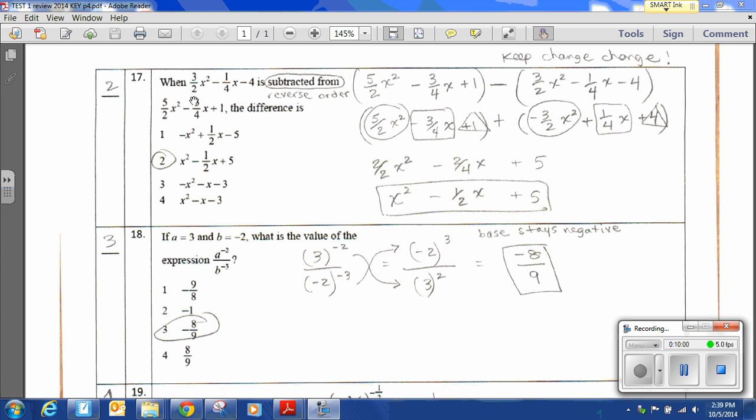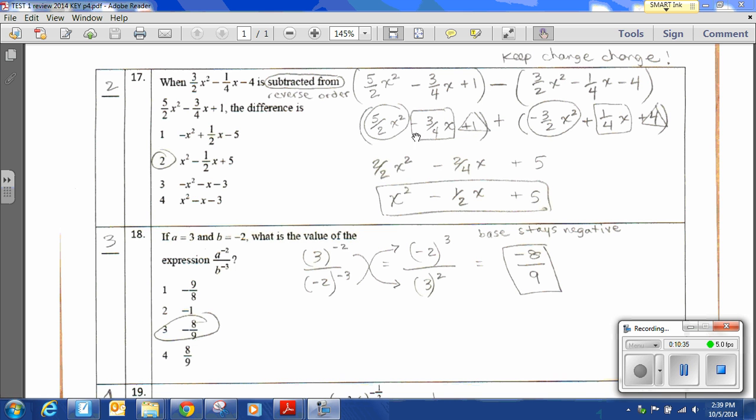Number 17, when you see an expression is subtracted from another expression, you must reverse the order of the difference. So we are subtracting the 5 halves x squared minus 3/4 x plus 1 minus 3 halves x squared minus 1/4 x minus 4. Keep change, change, ladies and gentlemen. So you must keep all the signs of the first polynomial, change the operation, and change the signs of each term in the second polynomial.